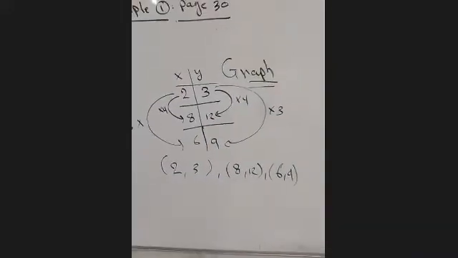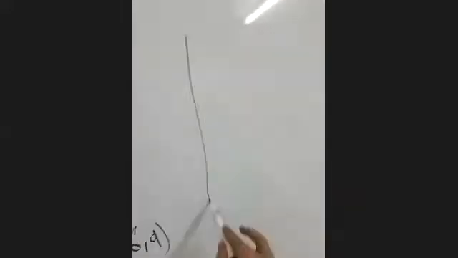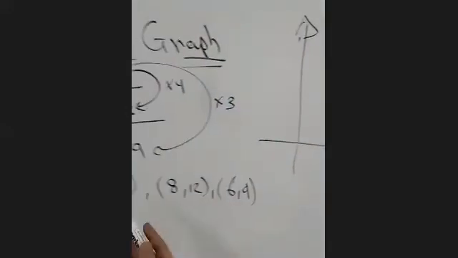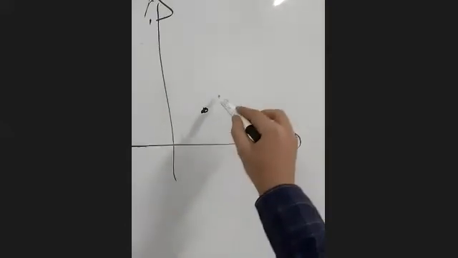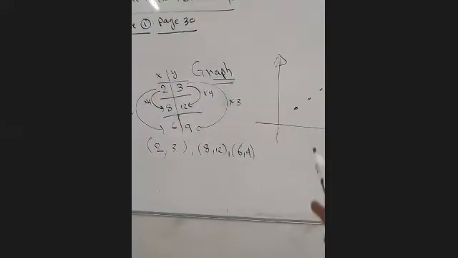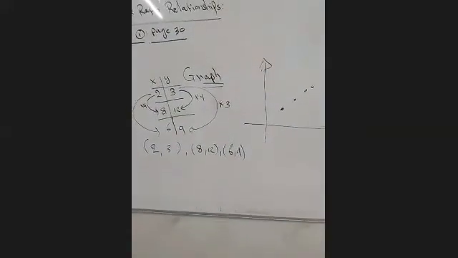How do we make a graph? We make what we call a coordinate plane, and here we put numbers. Then we plot these points on this graph, and the points will be something like this. This is our graph for this table. This is what we did in the previous lesson.